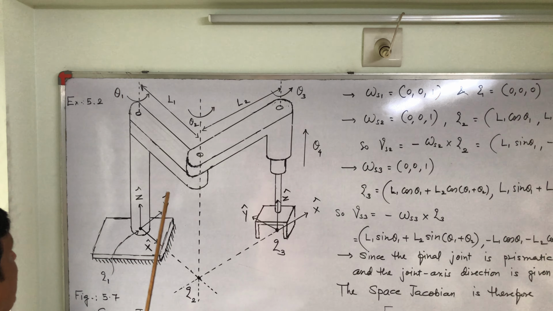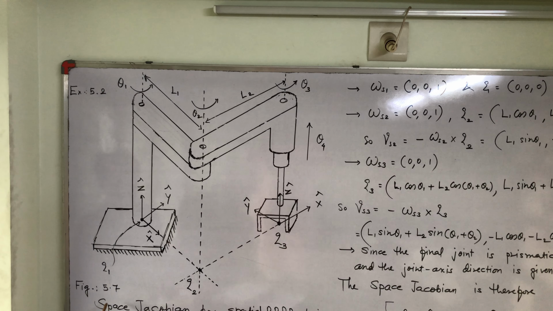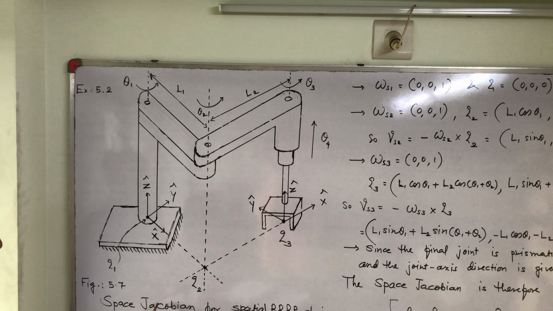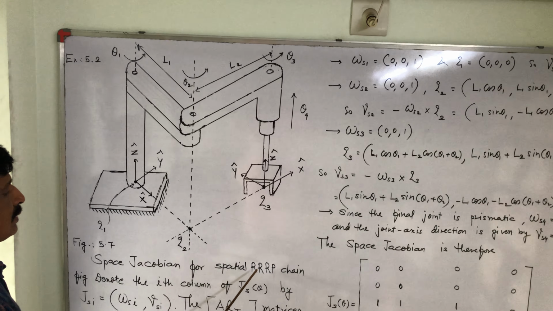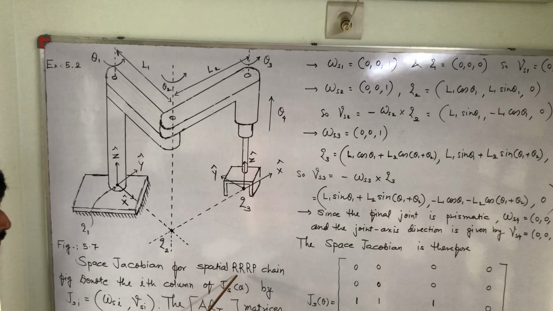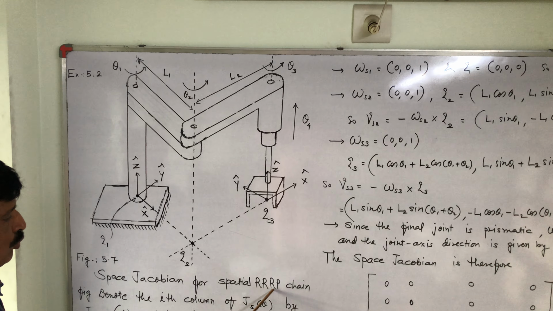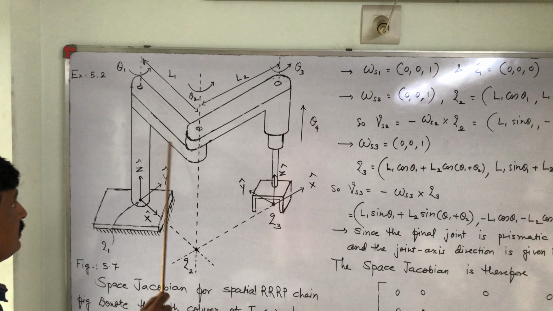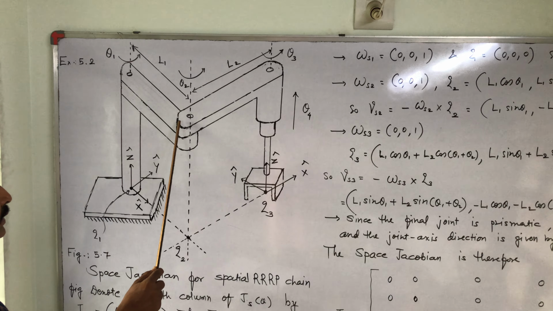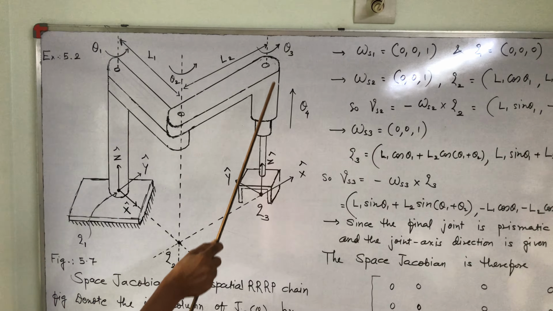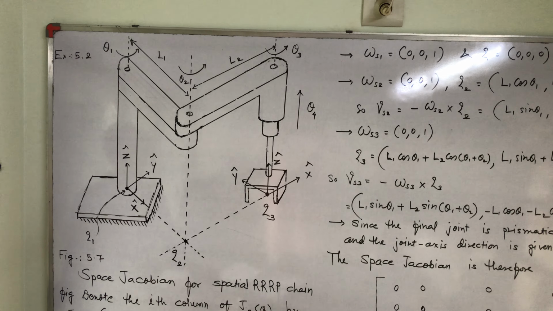Today we will discuss example 5.2, the space Jacobian for a special triple RP chain: revolute joint, revolute joint, revolute joint and prismatic joint. This one is revolute, this one is revolute, this one is revolute and this one is prismatic joint.